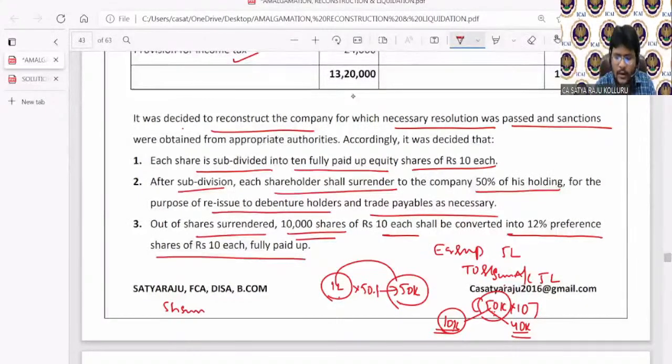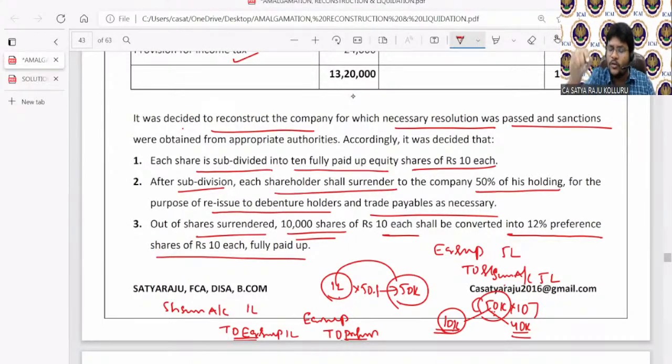Share surrender account debit, 10,000 into 10, 1 lakh, to equity share capital, 1 lakh. Now these are equity shares. Now these equity shares you need to convert into the preference shares. The entry: equity share capital to preference share capital. Now these preference shares should need to be surrendered: preference share capital account debit to share surrender account.